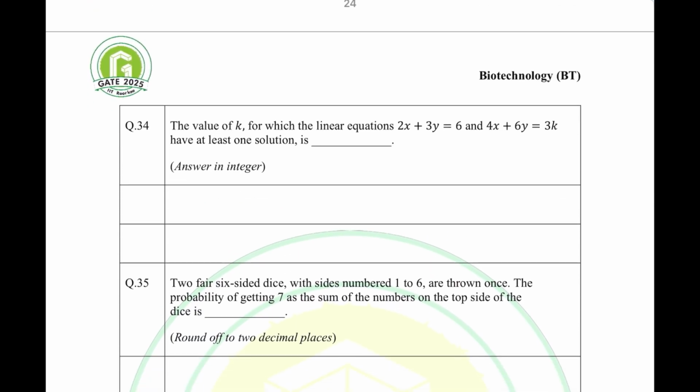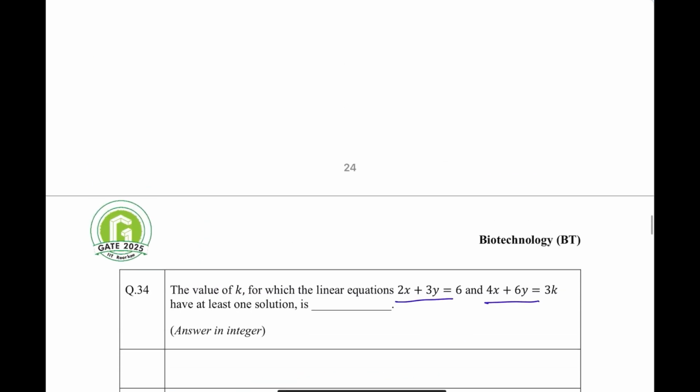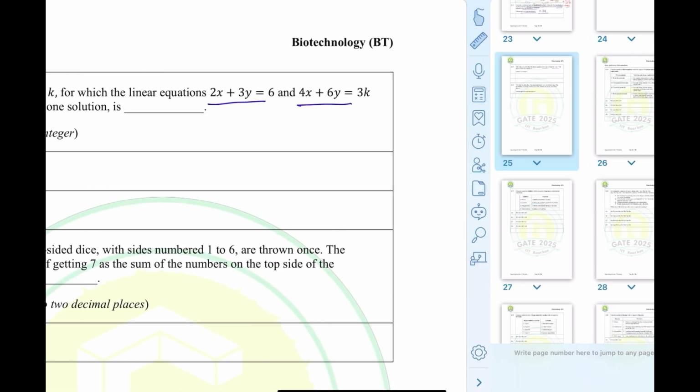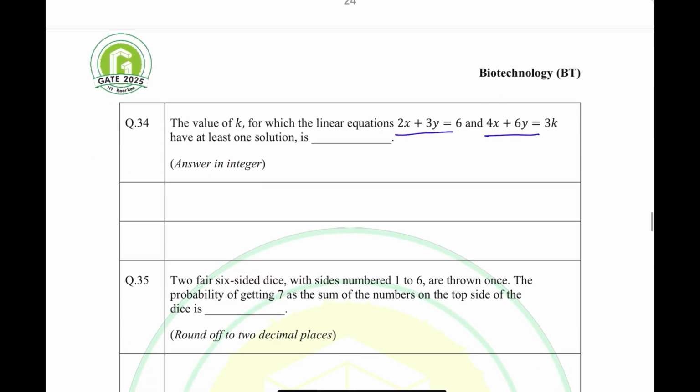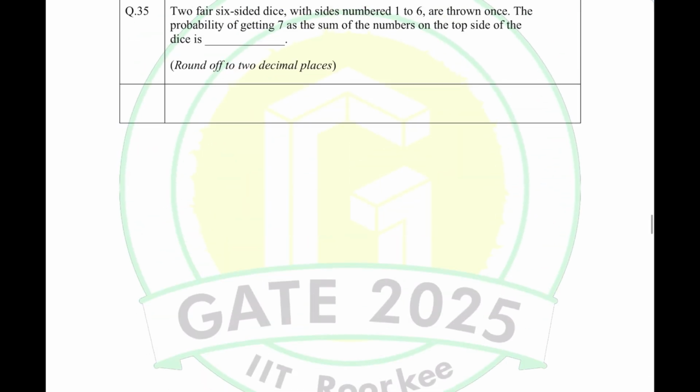The value of k for which the linear equations 2x plus 3y is equal to 6 and 4x plus 6y is equal to 3k have at least one solution is... The equations are given: 2x plus 3y equal to 6, and 4x plus 6y is equal to 3k.